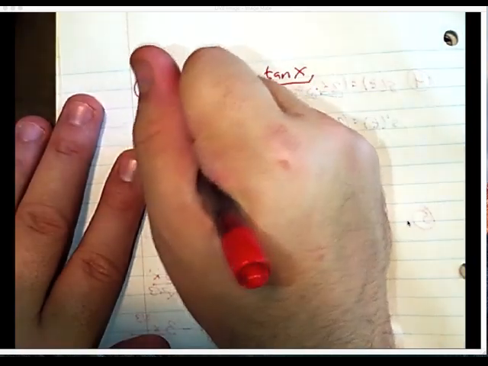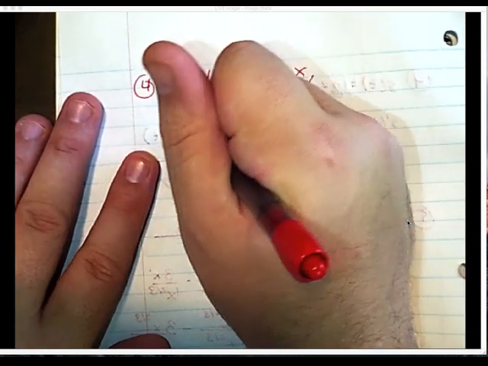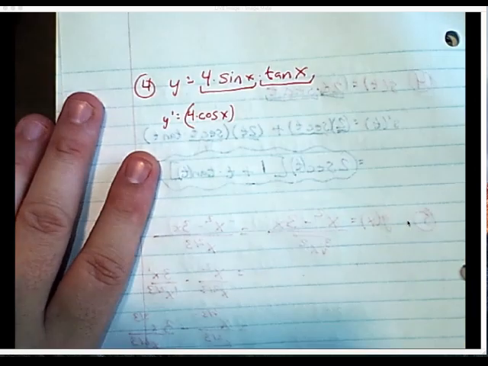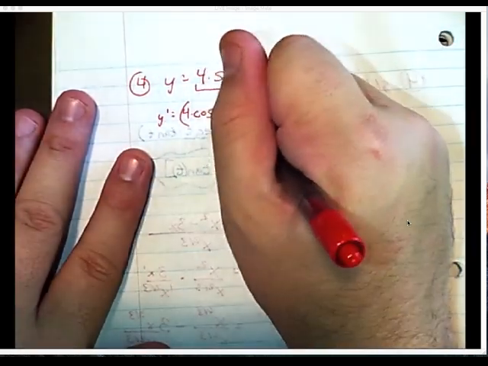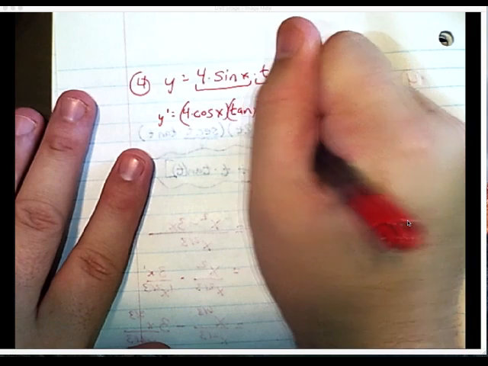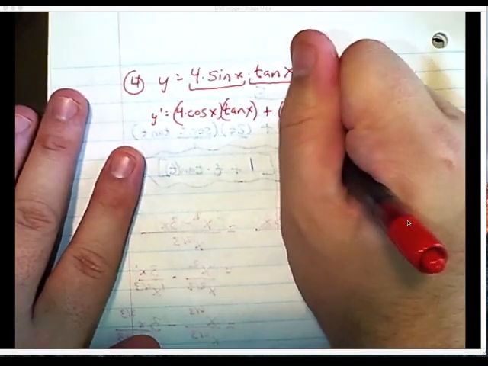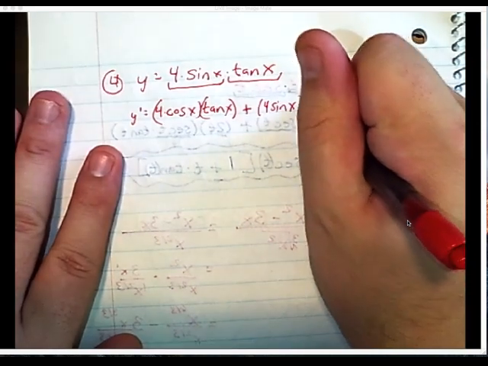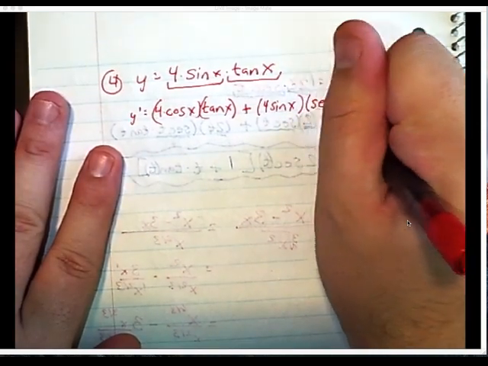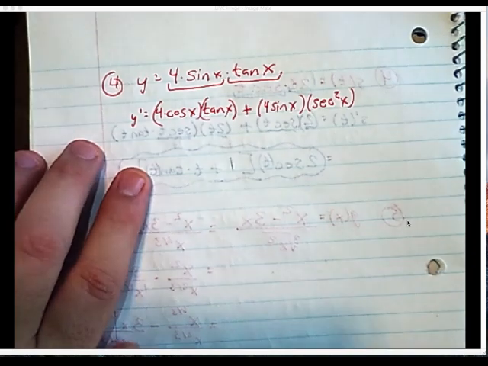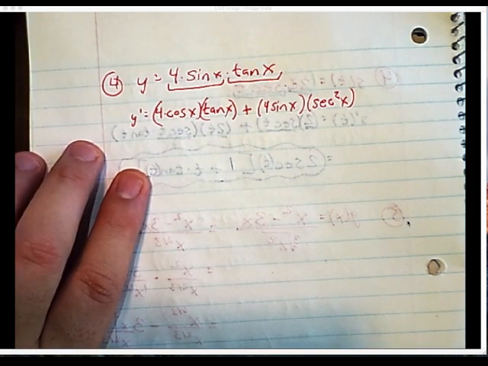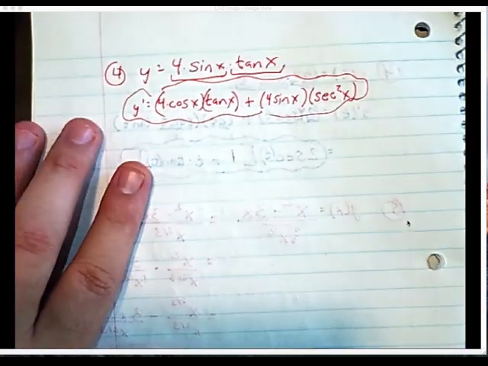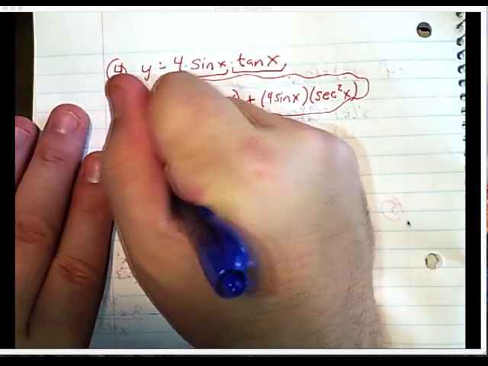So y prime, what's the derivative of 4 times sine of x? That would be 4 times cosine of x. That's the derivative of the first times the second. Plus the first times the derivative of the second. The derivative of tangent is secant squared. So this would be a first line answer for the derivative.